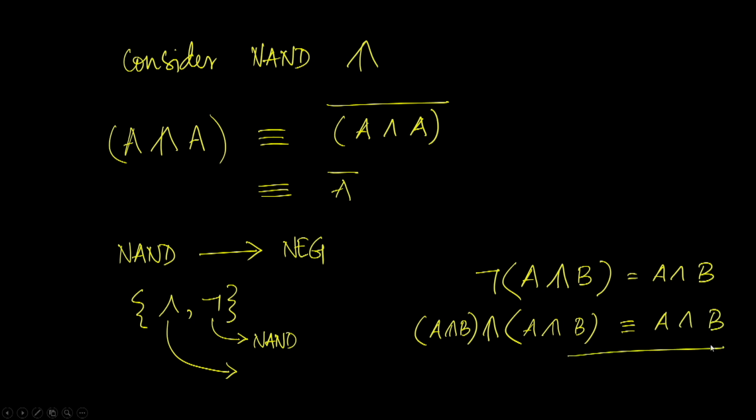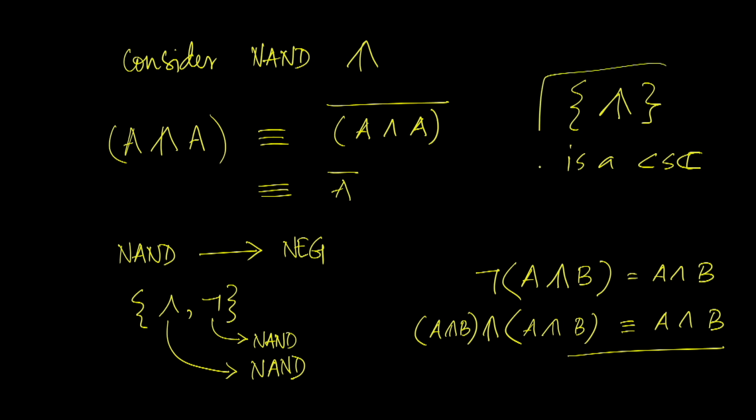So we find that both and and not can be synthesized using NAND connectives. In other words, NAND alone is a complete set of connectives. Then of course you would expect NOR also to behave the same way, and it indeed does.